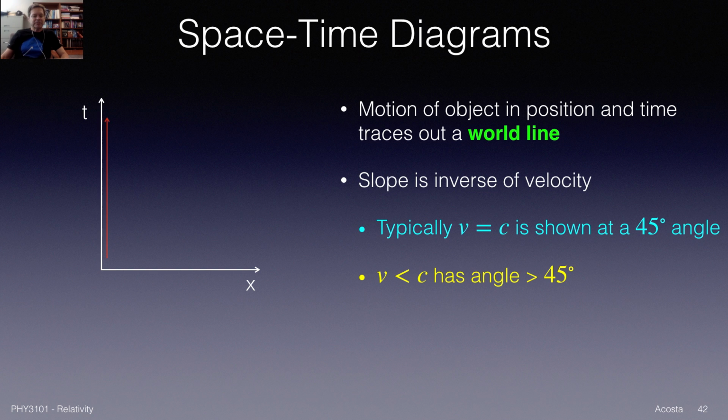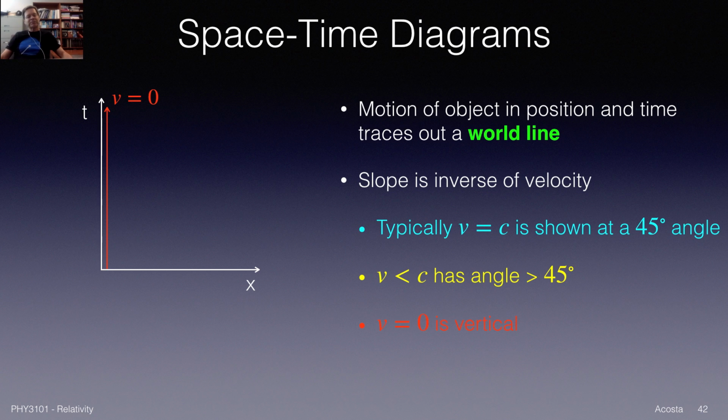And finally, what if something just sits at rest, has velocity 0? Well, then it doesn't change in position. It's sitting at some position x, maybe x naught, and just time is increasing. So that's a vertical line. And that's the case when v equals 0. All right, so that's how you draw space-time diagrams.